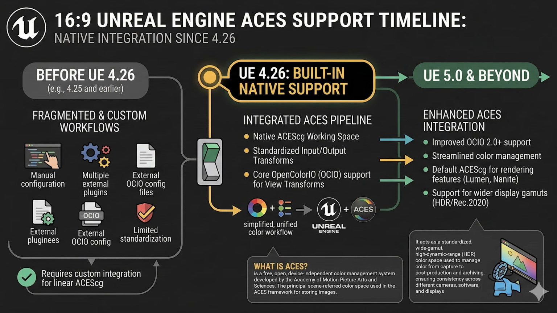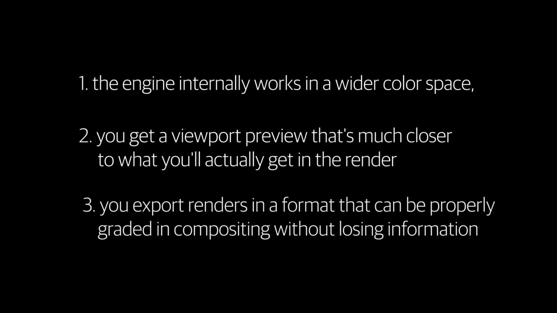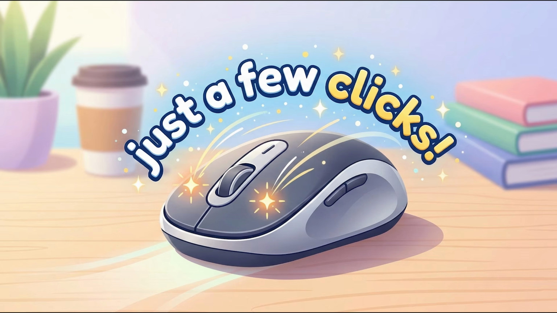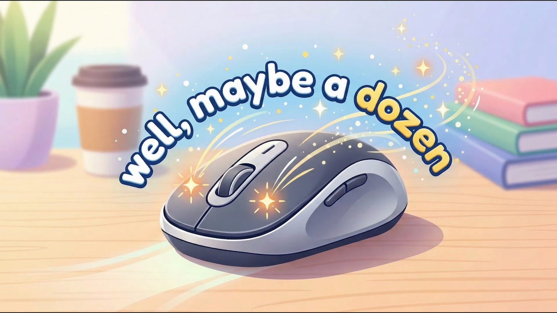In practice, OCIO does three things for you. First, the engine internally works in a wider color space, so your materials and lighting behave in a more physically accurate way. Second, you get a viewport preview that's much closer to what you'll actually get in the render. And third, you export renders in a format that can be properly graded in compositing without losing information. Sounds complicated, but I promise, setting it up is just a few clicks. Well, maybe a dozen, but every single one matters. Let's get into it.